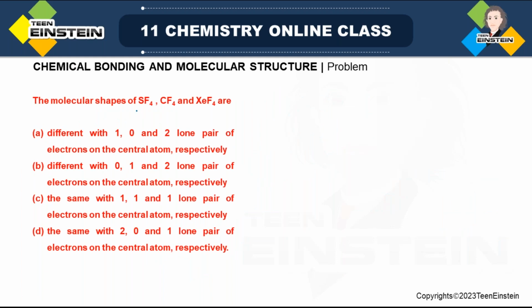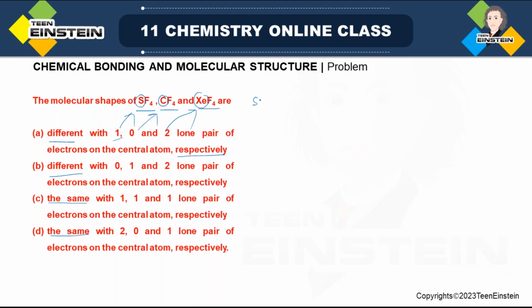The molecular shapes of SF4, CF4, XeF4. The first option says that they are different. This is also different, but options C and D say the same. Also, it further talks about the number of lone pairs of electrons on the central atom. Sulfur is the central atom, carbon is the central atom, xenon is central. So is it 1, 0, 2? That is 1 for sulfur, 0 for C, and 2 for xenon, respectively. The first one is for SF4, this is for CF4, and this is for XeF4. But which one is true, that we have to find.